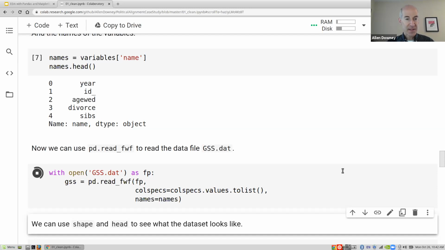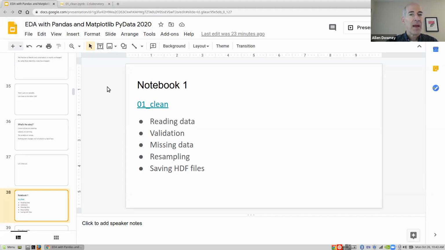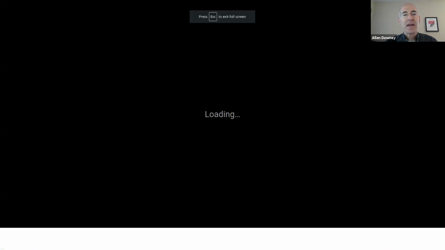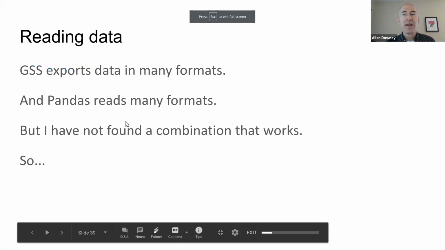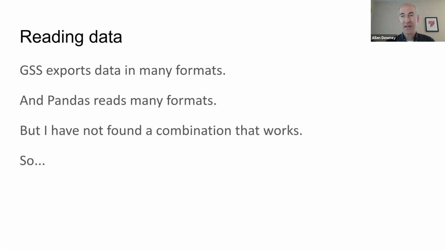The one useful thing is the function that's running right now, which is a pandas function that's called read_fwf, which stands for read fixed width format, and that's the format that the data are in. Part of the reason I had to do this, the GSS publishes the data in a variety of formats, and pandas can read a variety of formats. So often when you're trying to import data, the goal is to get those two things to go together. In this case, there's not a clean combination that works very well.